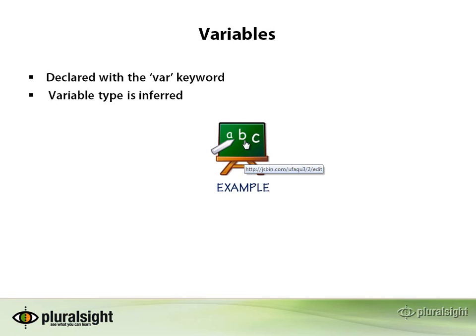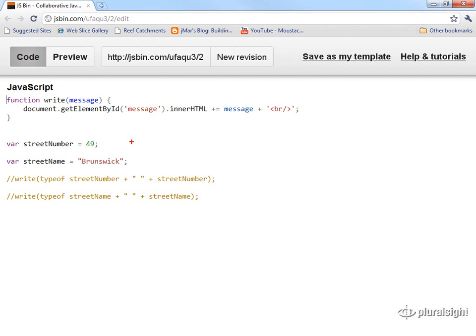Let's take a look at an example. First thing I'm doing here is declaring a variable using the var keyword, giving it the name streetNumber and assigning the value 49. Because 49 is a number, the variable type of the streetNumber variable will be the JavaScript number type. In the second example, I declare another variable, this time called streetName, and assign a string, so the type of this variable will be string.